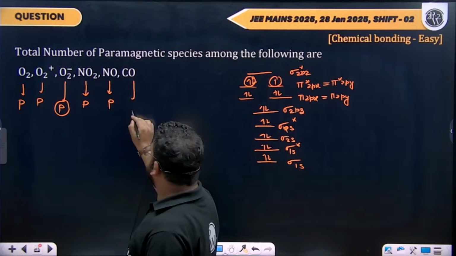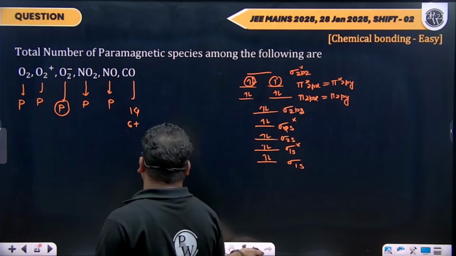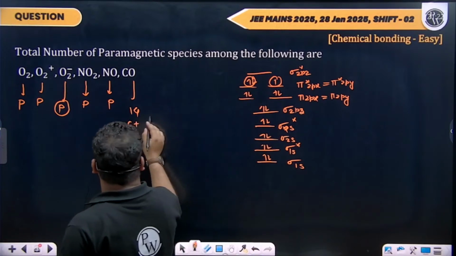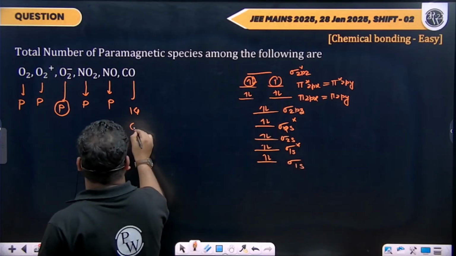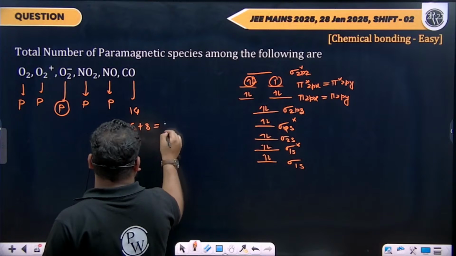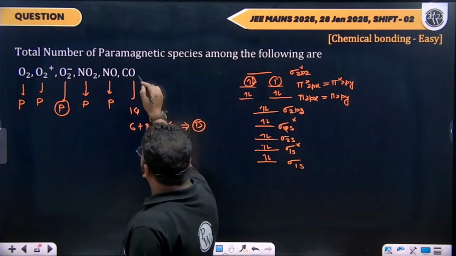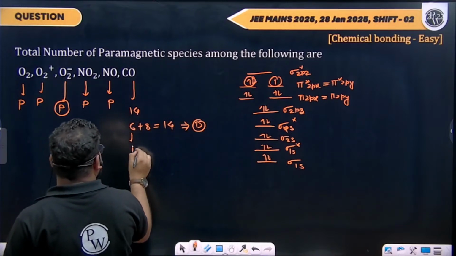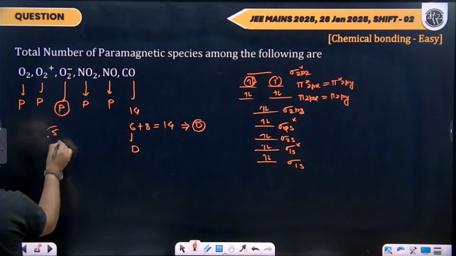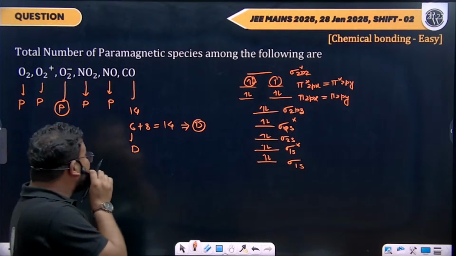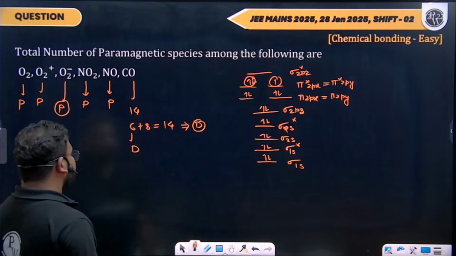CO has 14 electrons, 6 plus 8 equal to 14, so it is diamagnetic. So only CO is diamagnetic. Others are paramagnetic in nature. So the answer will be 5. Five species have paramagnetic nature. So the total number of paramagnetic compounds is 5.